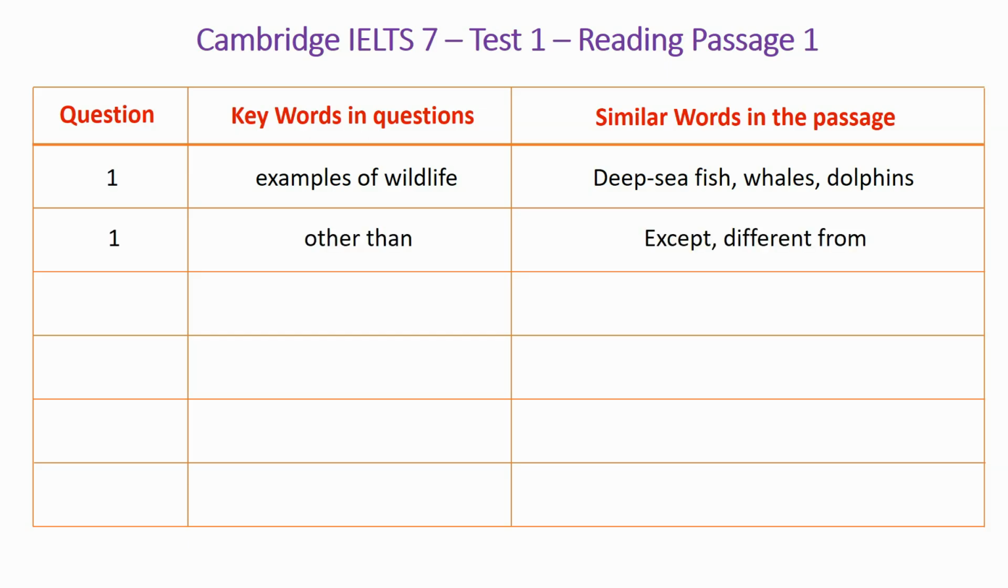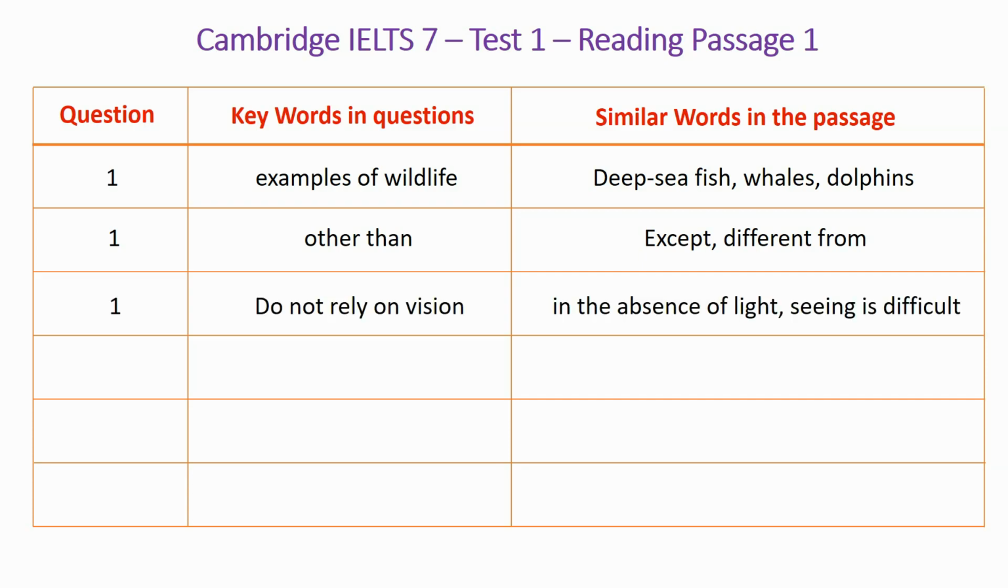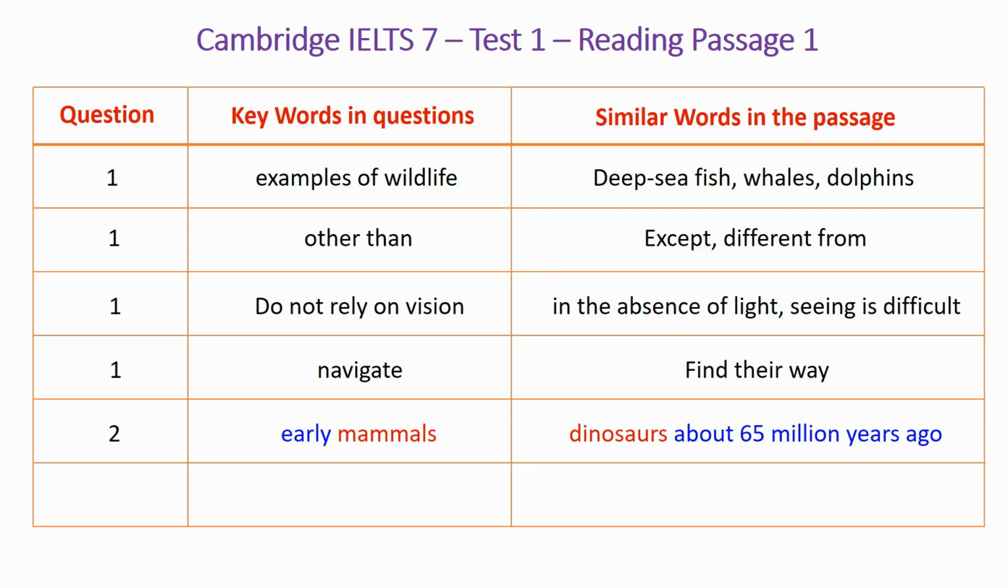Other than, except, different from. Do not rely on vision, in the absence of light, or seeing is difficult. You can see both of these structures in the passage for question number 1. Navigate, find their way. Early mammals, dinosaurs about 65 million years ago. This is the color code that I'm talking about. For early, they use about 65 million years ago. For mammals, they use dinosaurs in the passage.